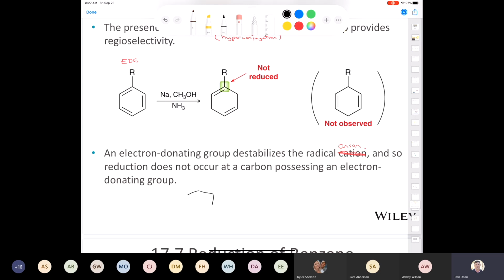I'll draw it out for you. You'd have your aromatic ring, like that. You have your electron donating group. And if you were to reduce to make this compound, which you're not going to get, you'd have this as an intermediate where you have an anion here, like that. So now you've got an electron donating group donating electrons towards a negative charge. So I'll write here, disfavored. It's going to be highly unstable.